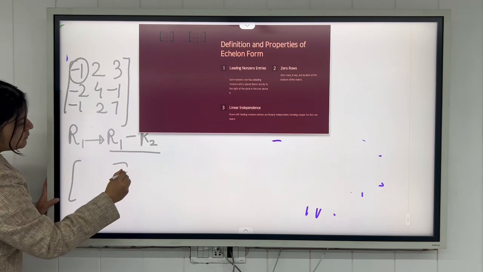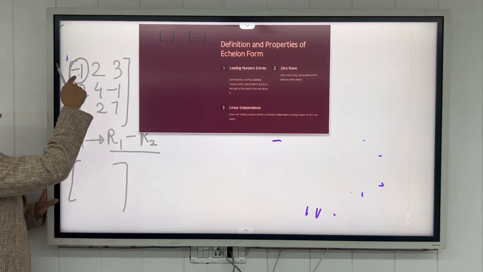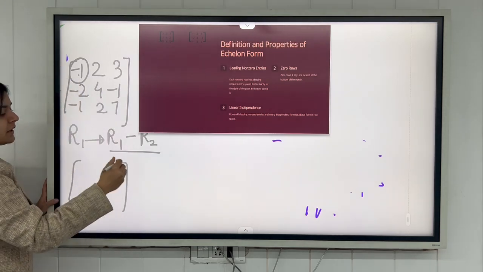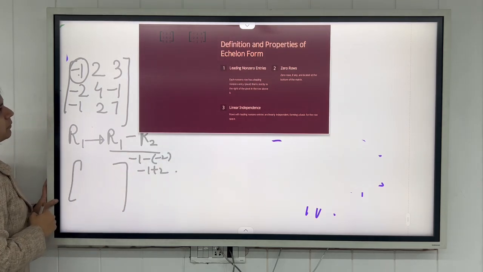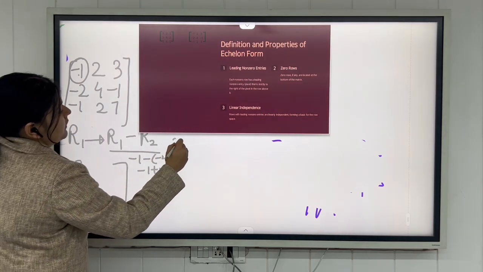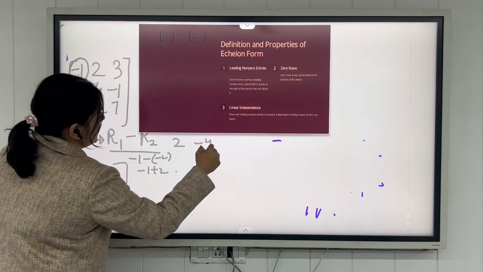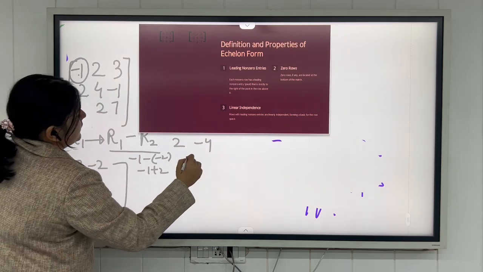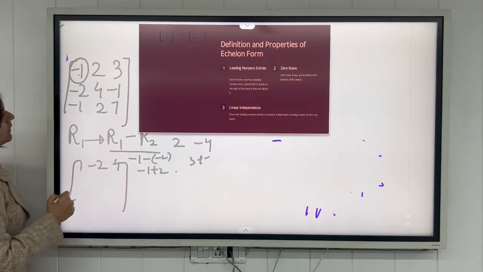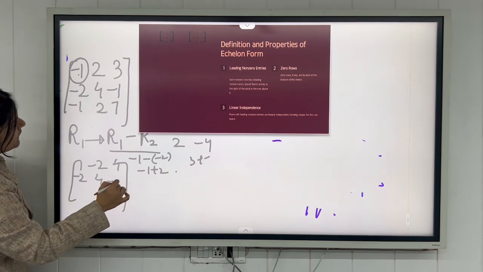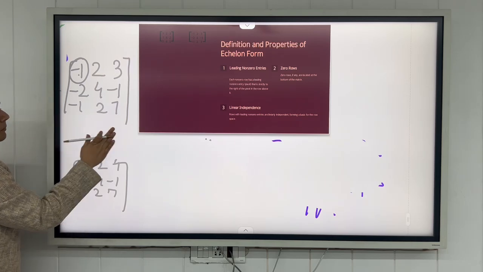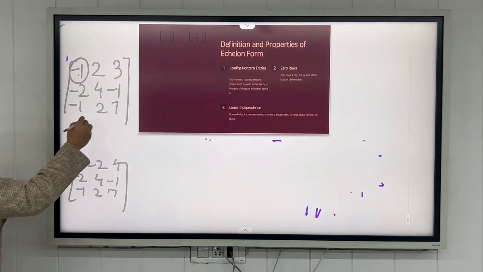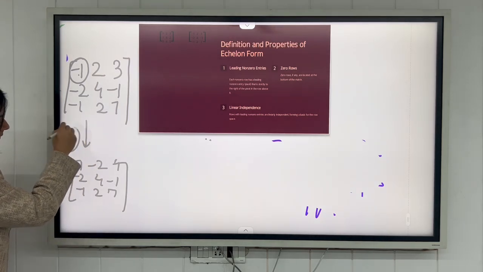When you do this operation, what will you get? Negative 1 minus negative 2, which will give you 1. Similarly, here you are going to get negative 2 minus 4... then negative 2, 4, negative 1, negative 1, 2, 7. So when you apply the operation, you will get the matrix in this way. This is your first part.